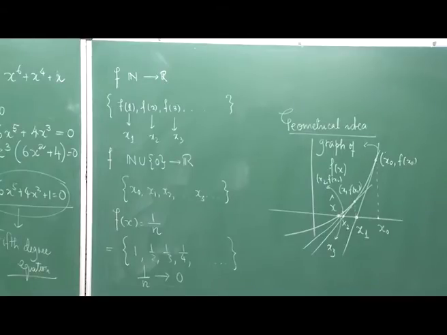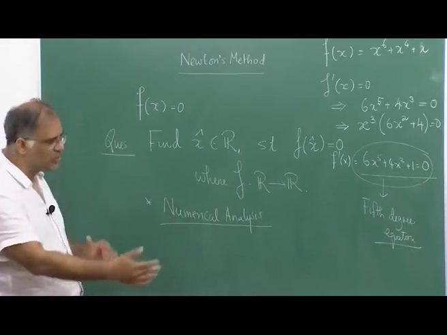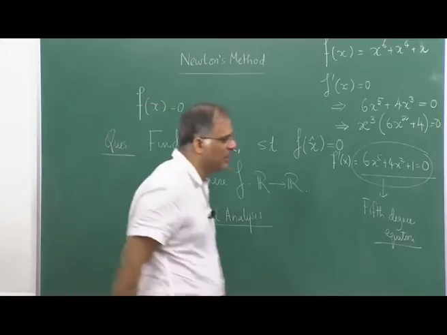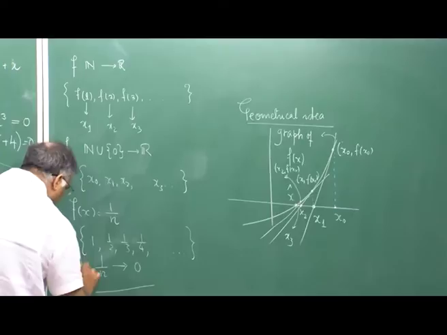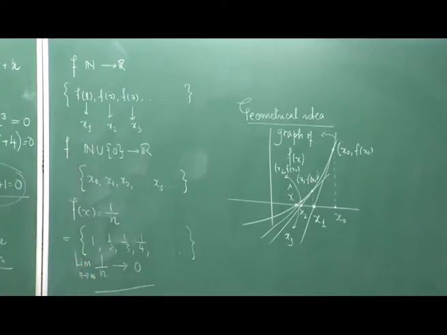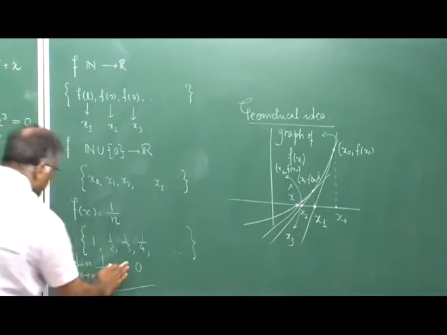So, it is nothing but some sort of a discretization of the graph of the function 1 by x on the positive part of the x axis. So, this is a limit of 1 by n, we would say, as n becomes larger and larger, which we indicate by the sign n tends to infinity, is equal to 0.